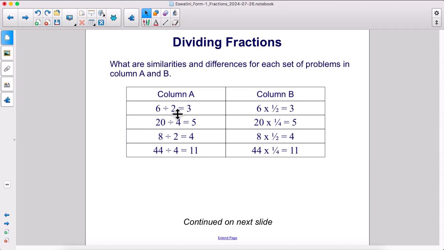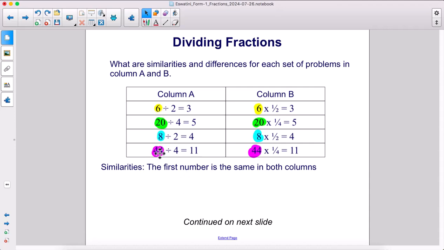6 divided by 2 equals 3, and 6 times 1/2 equals 3. 20 divided by 4 equals 5. 20 times 1/4 also equals 5. 8 divided by 2 equals 4. 8 multiplied by 1/2 also equals 4. 44 divided by 4 is 11. 44 times 1/4 equals 11.